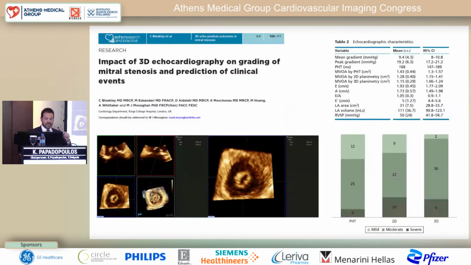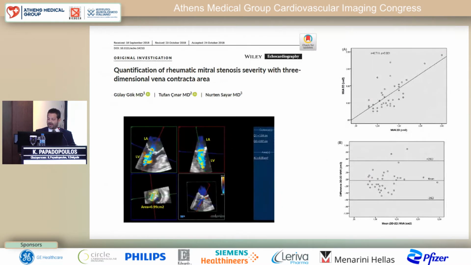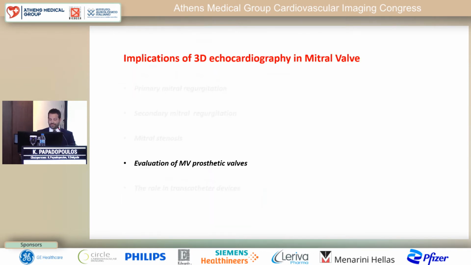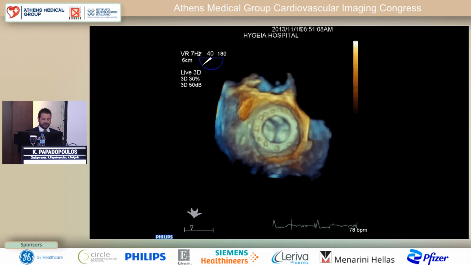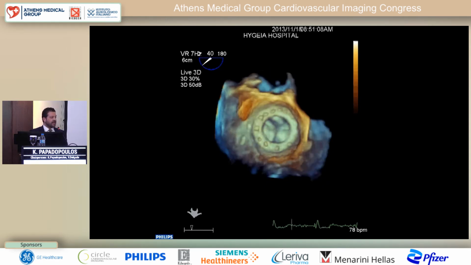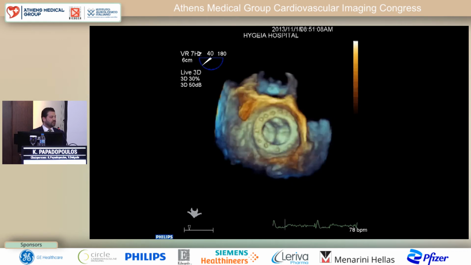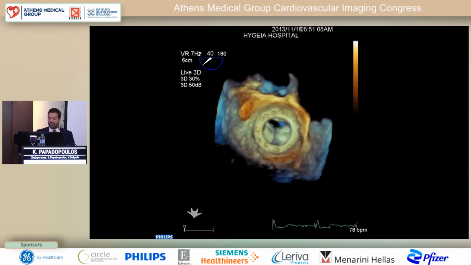And that way we know that we are more accurate in grading the mitral stenosis, and we have strong correlation with CMR and color vena contracta area. In prosthetic valves, with 3D en face view, we can appreciate this bioprosthesis with degeneration and two leaflets not opening at all.